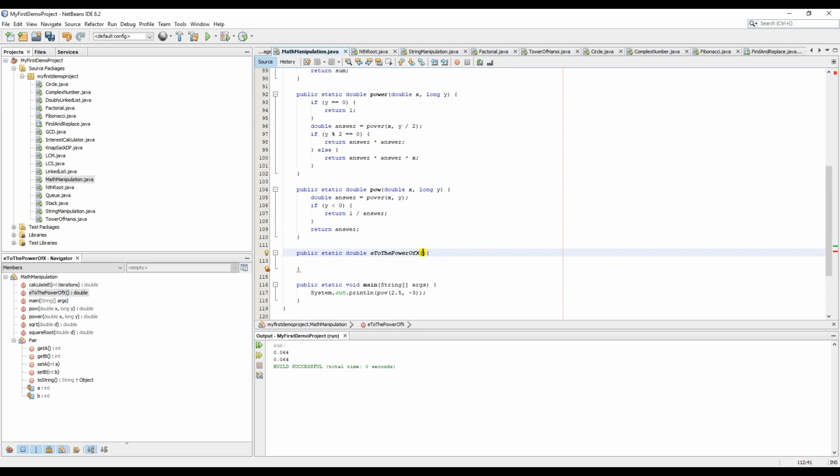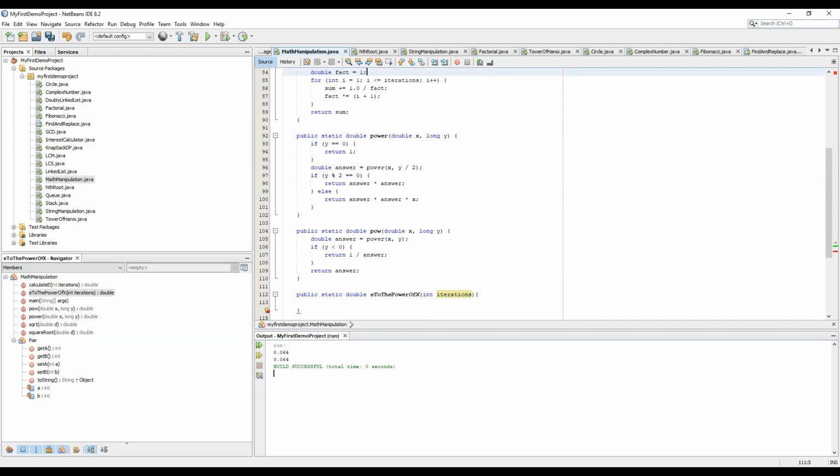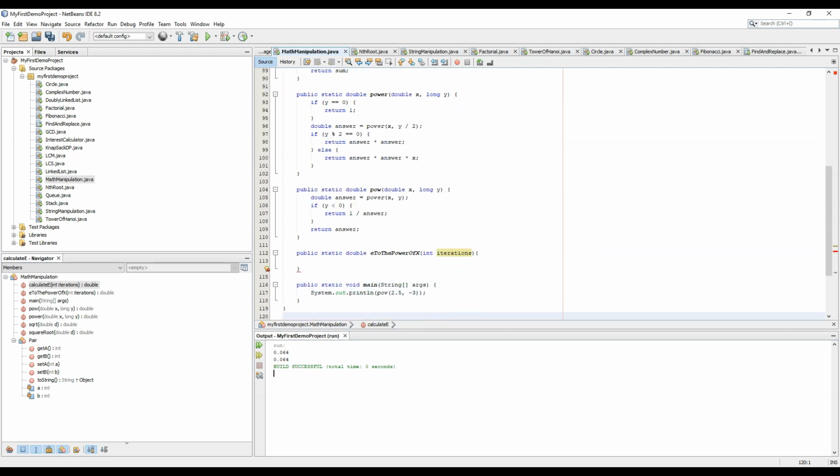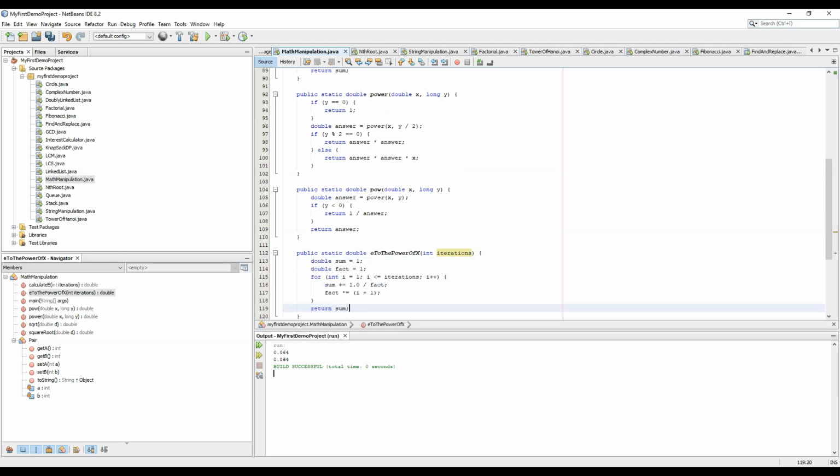I have created a method signature. Int iteration should be the parameter. So int iteration is what we have passed. Now we have already used the formula of Taylor-Maclaurin series in the calculate e function in the previous lecture. So let's copy paste the same code to calculate e to the power of x and make the changes we require. So here it would be equal to pow function of x to the power i, where x is passed on here. So we have passed the x.